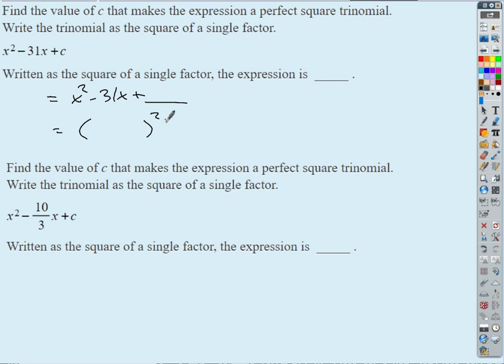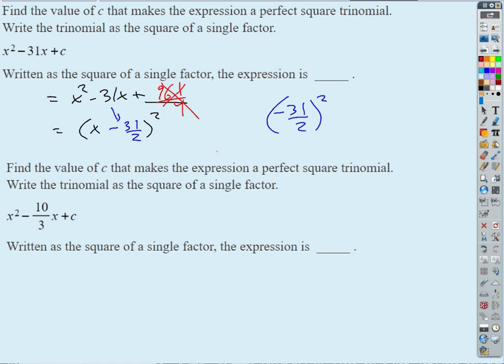Half of negative 31. We don't even have to figure out what that number is. We just know that we're going to get x minus 31 halves. And then the number that would go there is just negative 31 halves squared, which would be positive 961 over 4. But we don't care. Who cares, right? That's not even something we need to know in this case, because really all we're asking for is what's that factor going to be, and so we don't even need to know that thing, right?